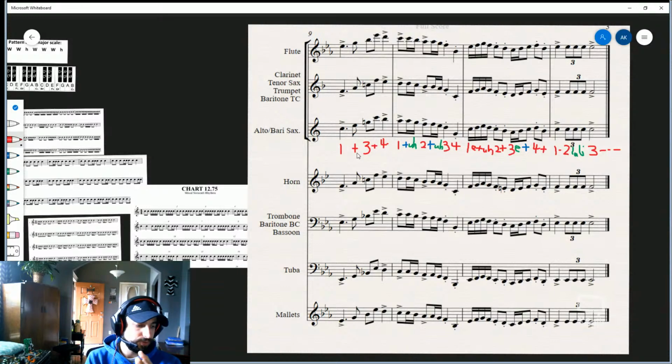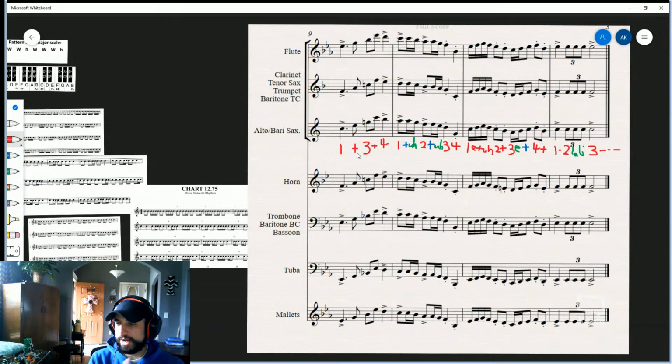Okay, so let's try to count the whole line at this tempo. 1, 2, and ready, and go. 1 and 3 and 4. 1 and a 2 and a 3, 4. 1E and a 2 and 3E and 4 and 1, 2, la, li, 3.